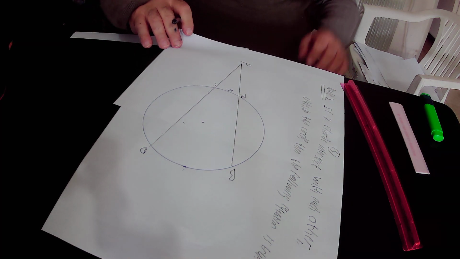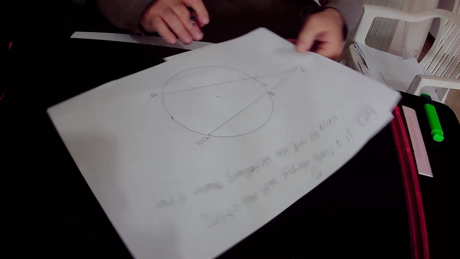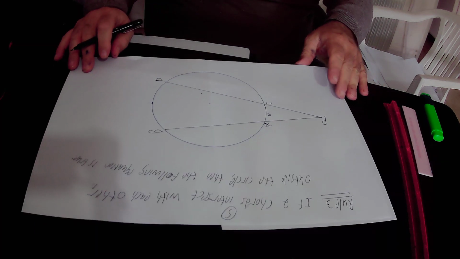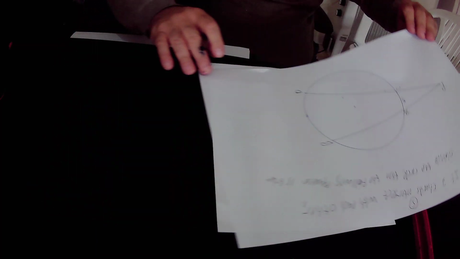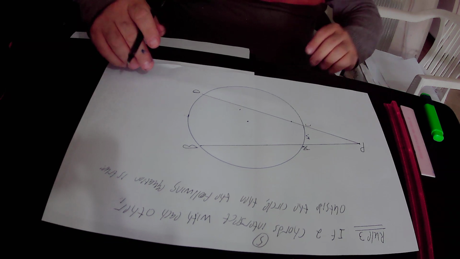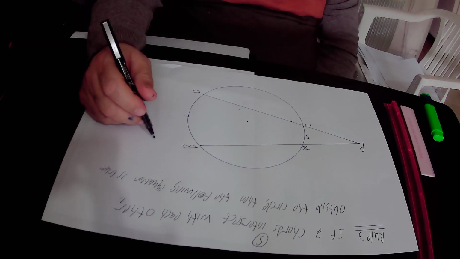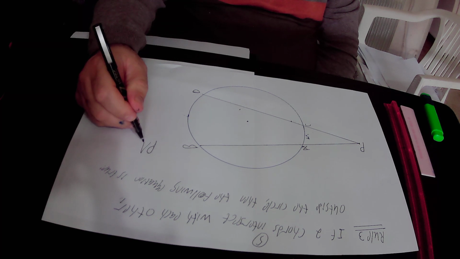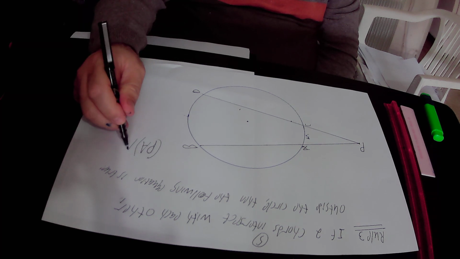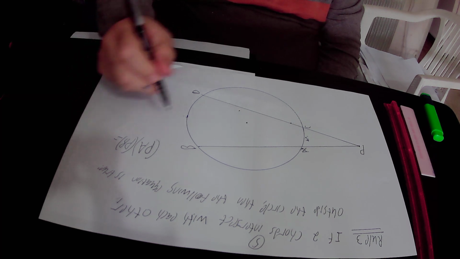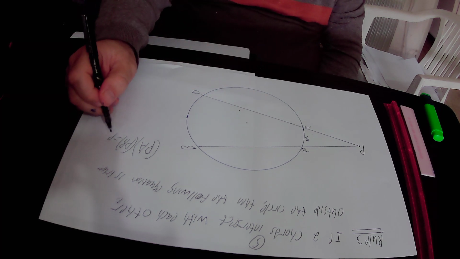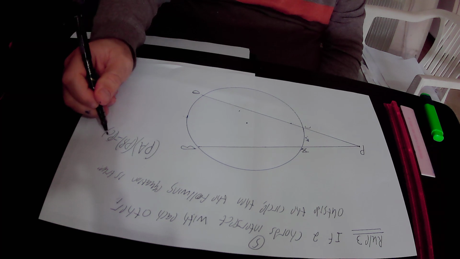Then the following equation is true: PA times PB is equal to PC times PD.